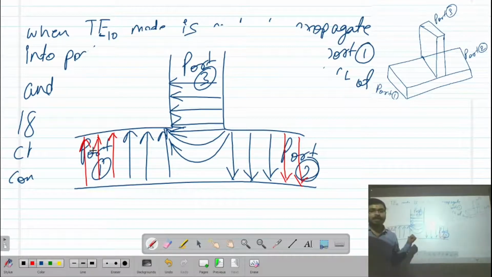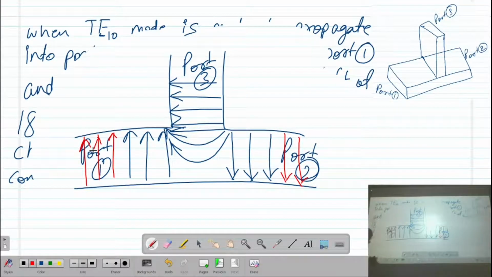Remember, this is not present in H-plane T, but E-plane T is having 180 degree phase shift between the two outputs at port 1 and port 2.